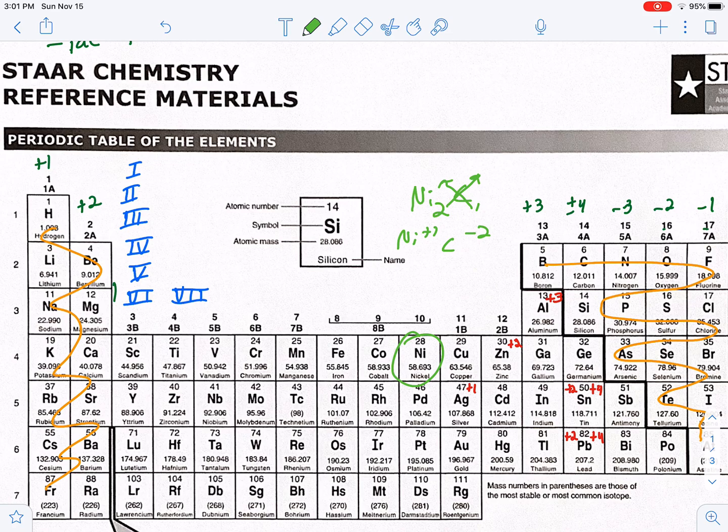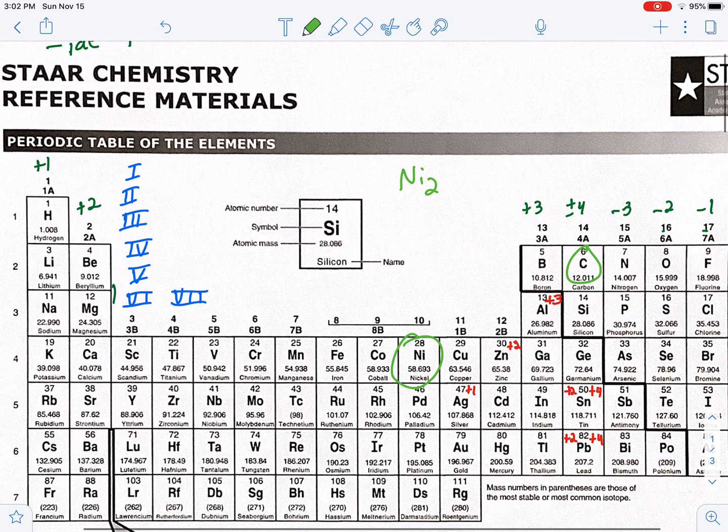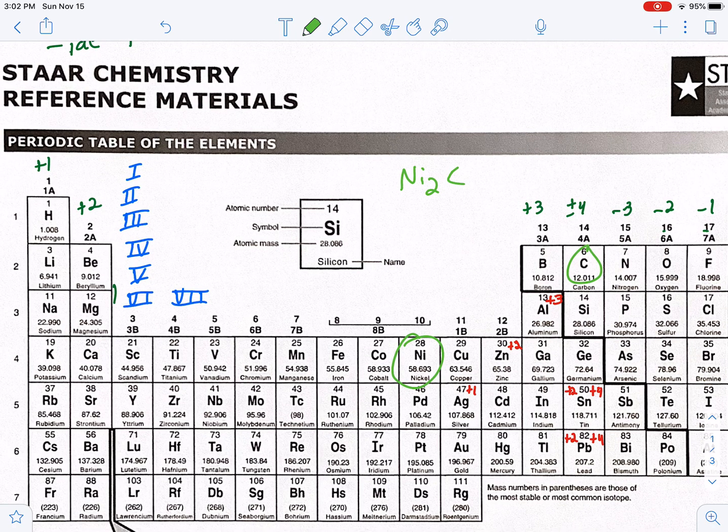If we look at carbon, let me clear up these orange lines real quick. Carbon's right here, so it has a charge of -4. So we know this is not correct. This is a reduced formula. So the way I do this is, let me write this again. Ni2C. I always start with the anion first because those aren't going to change. So carbon's right here, so it has a charge of -4. So that's stuck. Can't do anything with that.